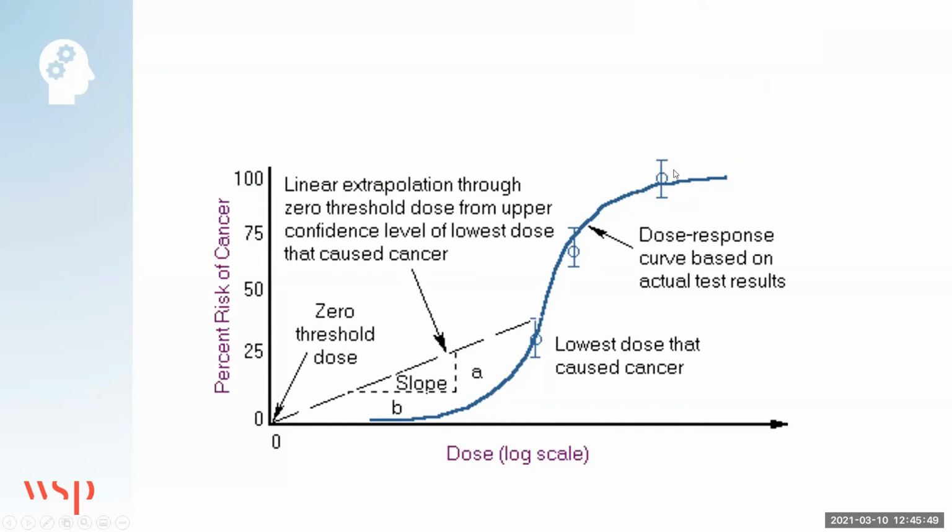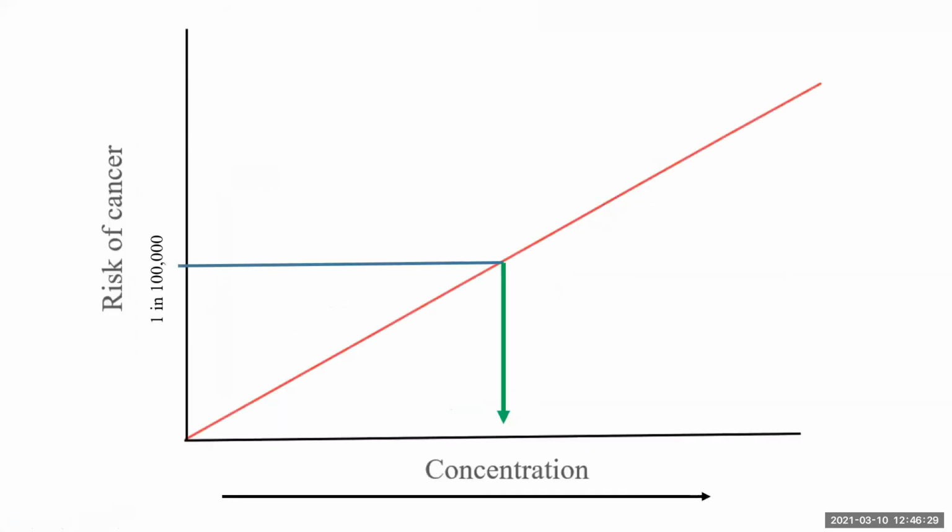Anyway, so here's the observed test results. There's 3 doses there. This is the lowest dose that caused cancer. A line was drawn down through 0. This is done mathematically, but this is a visual representation. So that's the linear extrapolation through the 0 threshold down here to the upper confidence level of the lowest dose that caused cancer over here, and we get a slope. I think maybe we discussed it before, but anyway, that's the visual concept of the cancer slope and inhalation unit risks.